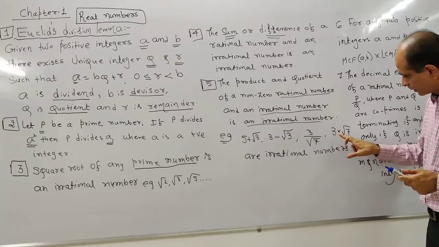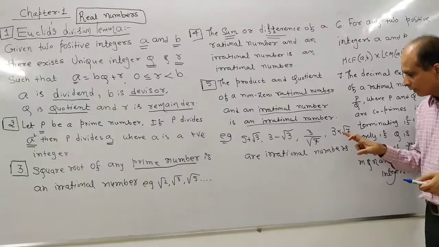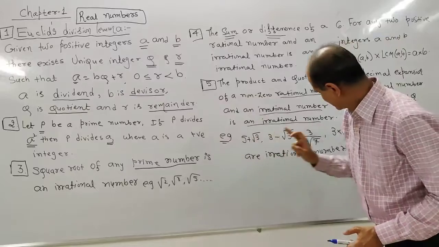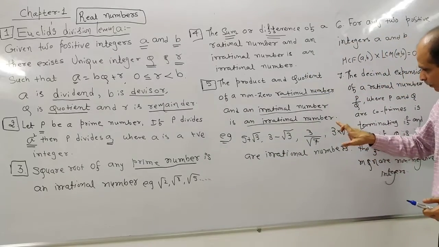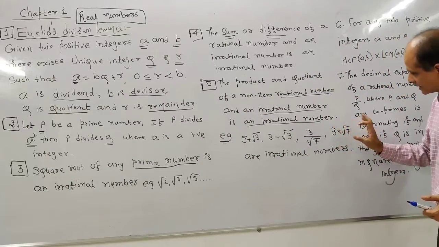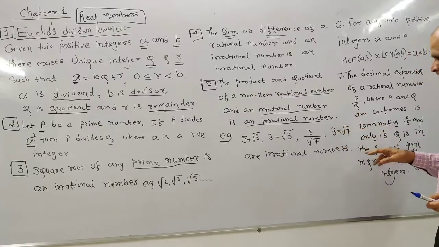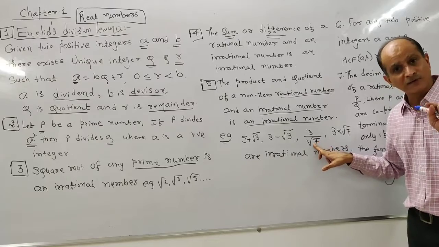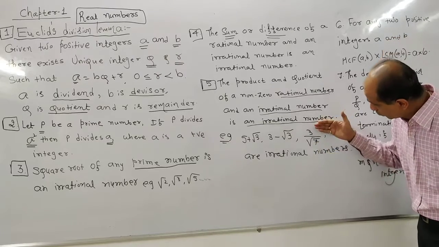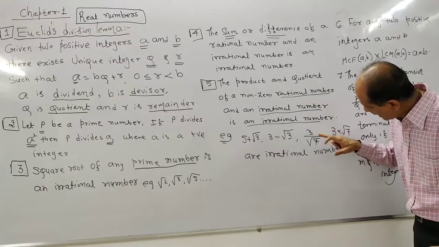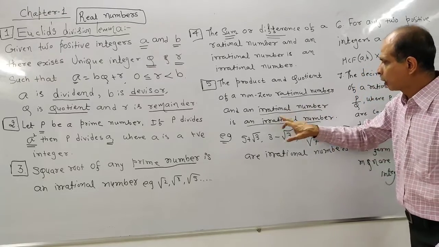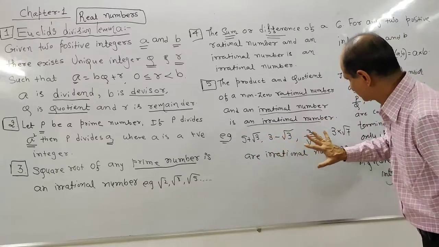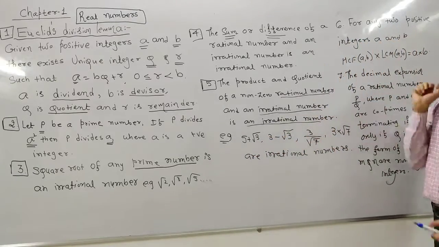You know 3 multiplied by root 7. 3 is a rational number. Under root 7 is an irrational number. So the product of rational and irrational is also an irrational number. Here 3 is a rational number. Under root 7 is an irrational number. So the quotient of a rational and an irrational number is also an irrational number. This is your concept number 5 of this chapter.